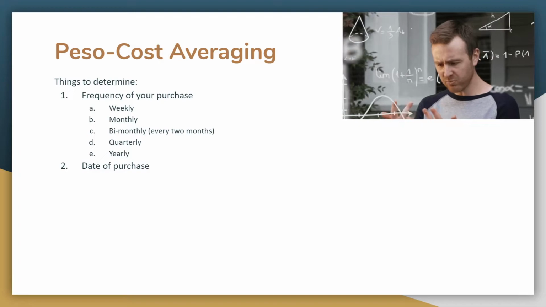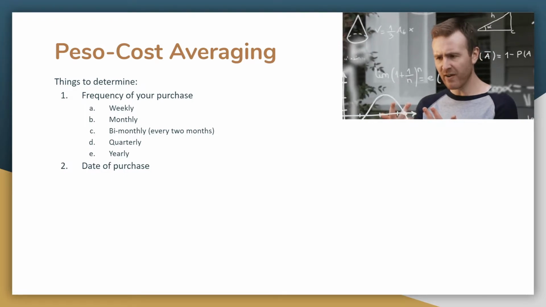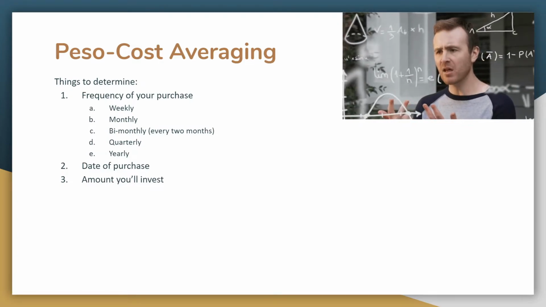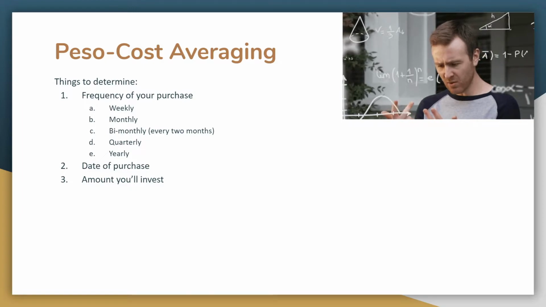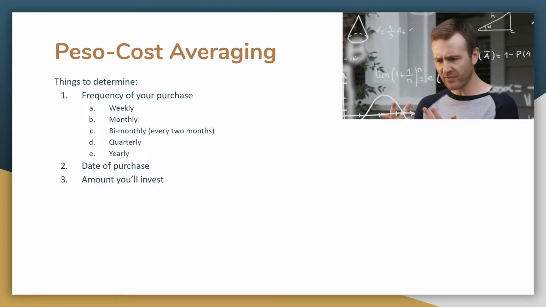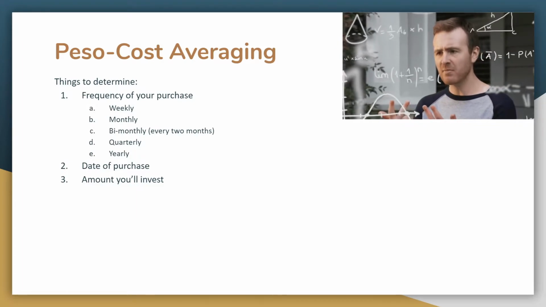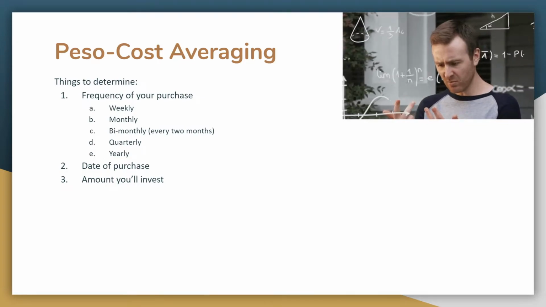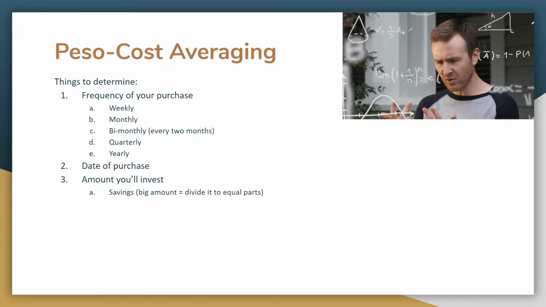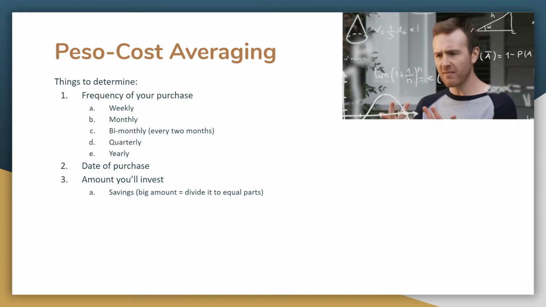Then number 2 is the date of your purchase. The common practice would be monthly because that's when your salary comes in. So you can say every first of the month, so that when you have your full salary at the end of each month, you can put it in your investment portfolio on the first of every month. So that's a good starting point. And then number 3, of course, you need to determine the amount that you will invest. And that needs to be a set amount as well, so that you can really take advantage of this strategy.